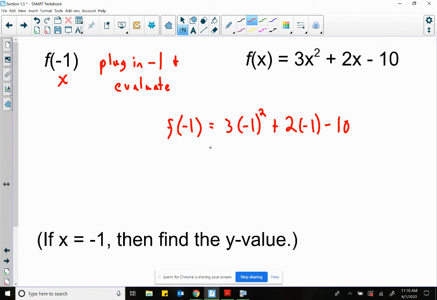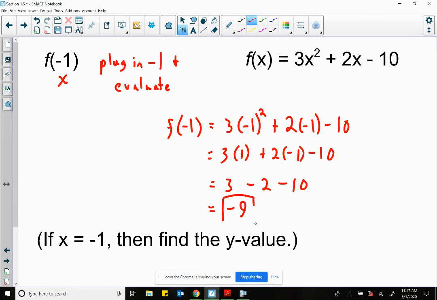So negative 1 squared, because you take care of squaring first, is a positive 1. And then PEMDAS says take care of multiplication and division. So 3 times 1 is 3. 2 times negative 1 is negative 2. And then you take care of adding and subtracting from left to right. So 3 minus 2 is 1. 1 minus 10, negative 9. And that's what they're looking for. So f of negative 1 equals negative 9. So when x is negative 1, the y value is negative 9.